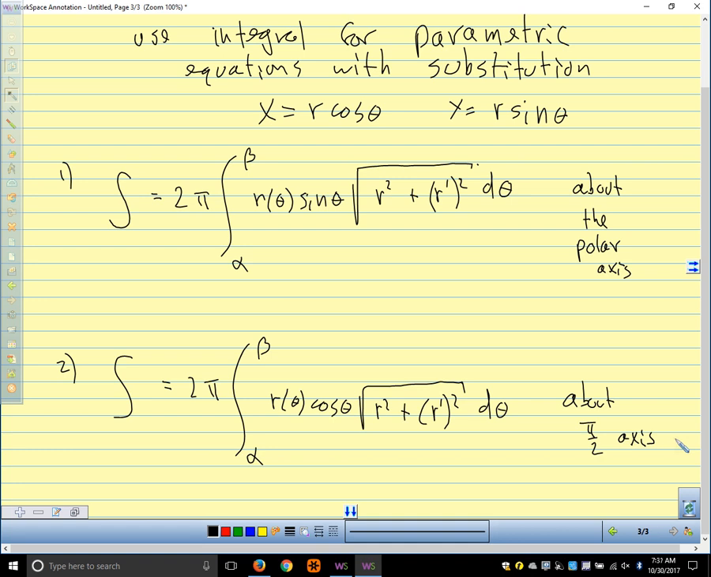You could also say about theta equals pi over 2. You could say this is about theta equals 0. Pi over 2 axis sounds nice though. All right, and just like before, you want to make sure your curve is traced only once on the integral evaluation.